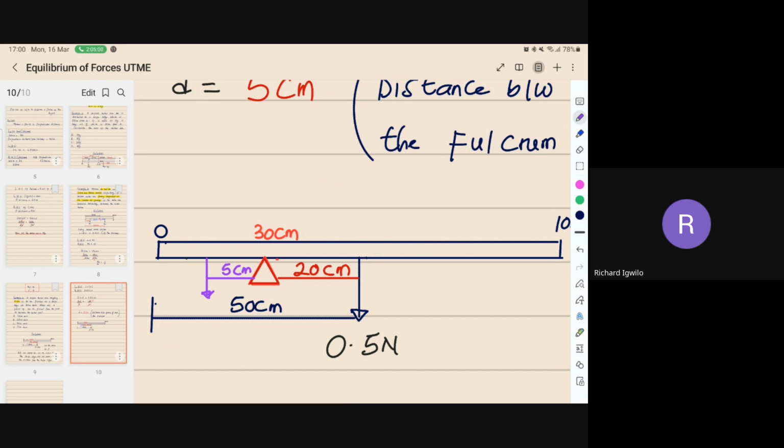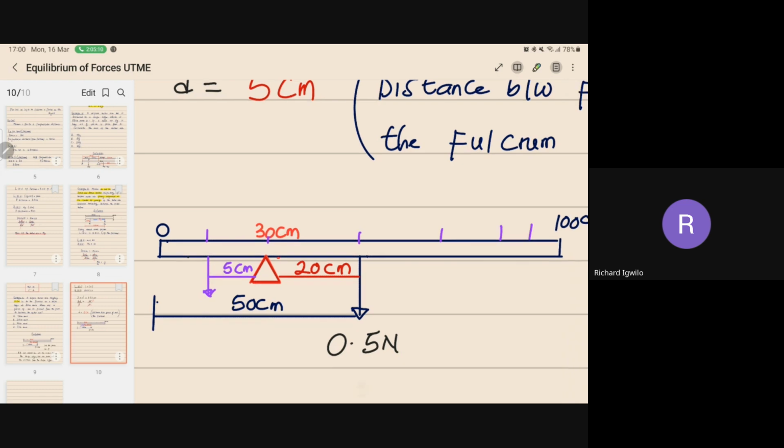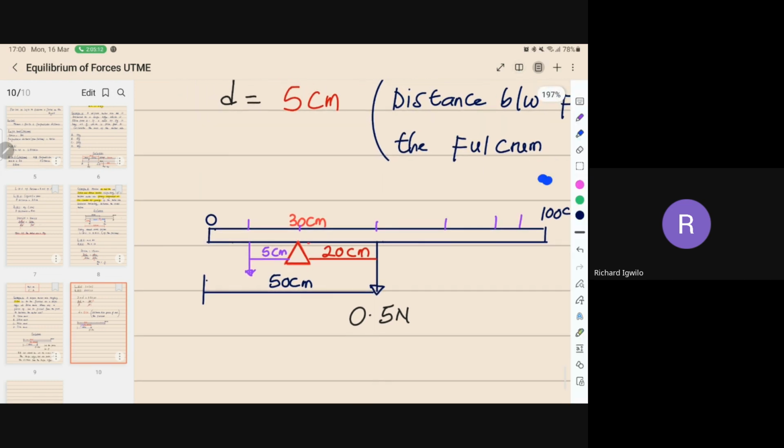So now look at this. Remember that there's a mark here, there's a mark here, there's a mark here, there's a mark on these things. These are marks on the meter rule. So now on that meter rule, this is your 100 centimeter mark. Now the center of gravity is at the 50 centimeter mark. So the mark here is at 50 centimeter. Your pivot or your fulcrum or the knife edge is at 30 centimeter mark. But force P is at a distance of 5 centimeter from your fulcrum.